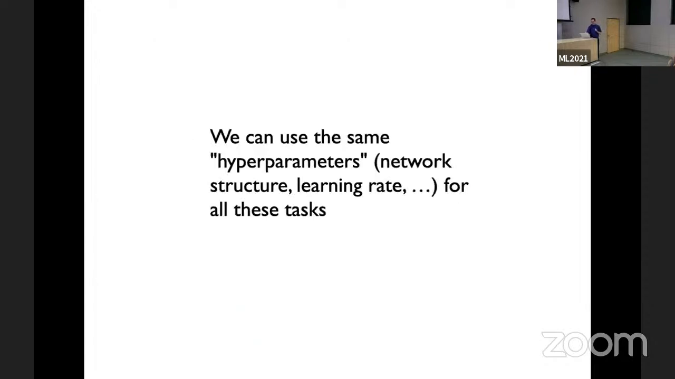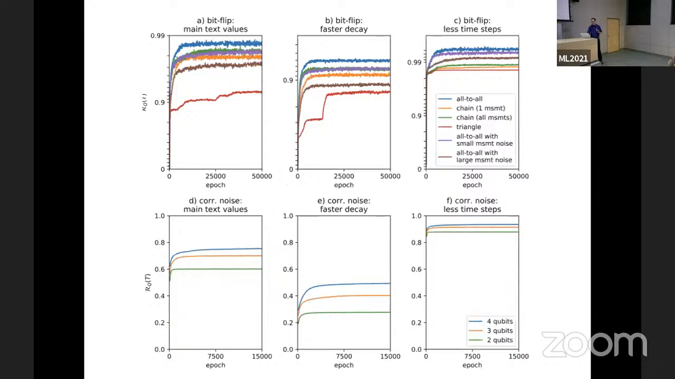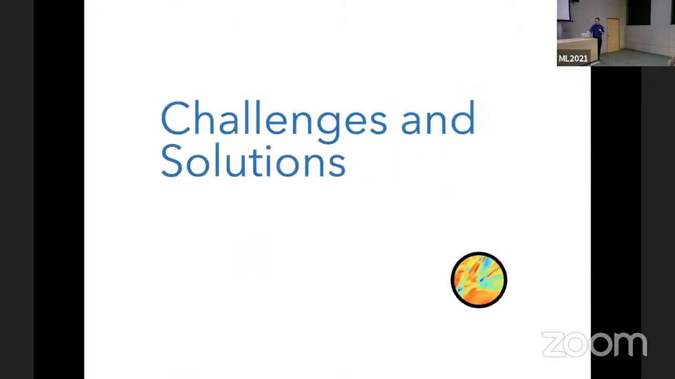Okay, so a quick side note, we can use the same hyperparameters for all these tasks. That's also a question one may get. So you don't need to fiddle around with hyperparameters too much between different tasks. There's a good set of hyperparameters where you can learn all these tasks, stabilizer codes, different topologies, different noise sources, and so on, with the same hyperparameters.